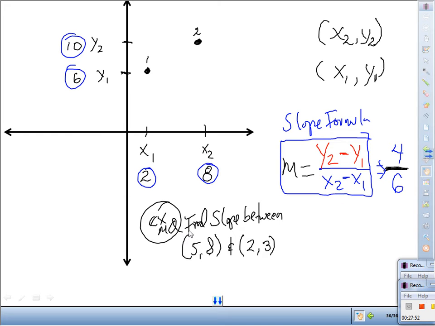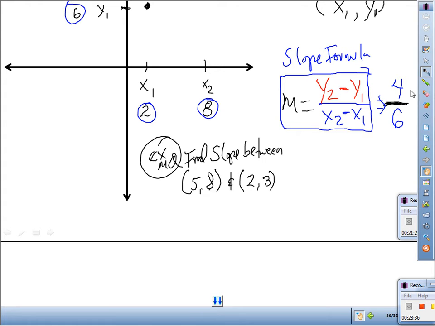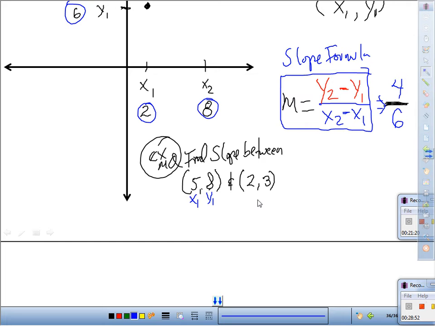Because there's going to be some problems that they're going to ask you. Find the slope between this and this without graphing. Let's find it right now. Here we go. Check this out. First of all, how many points do we have? 2. Let's label these. This is my first one because we're starting from left to right, yes? X sub 1, y sub 1. So what do I label this one? X sub 2, y sub 2.